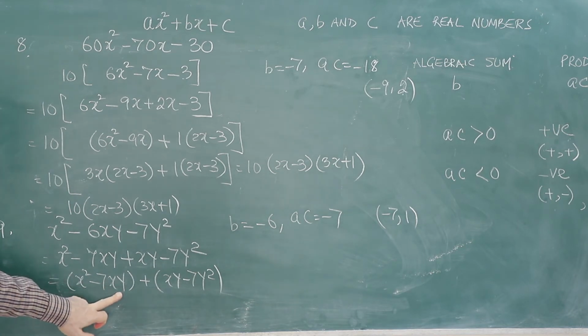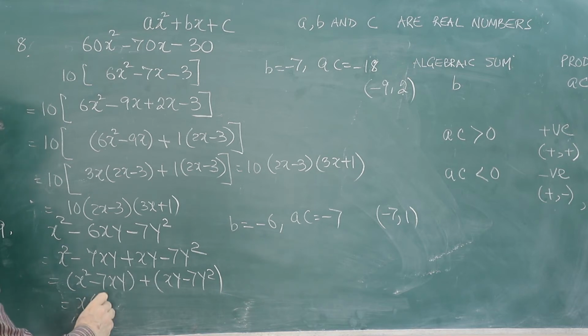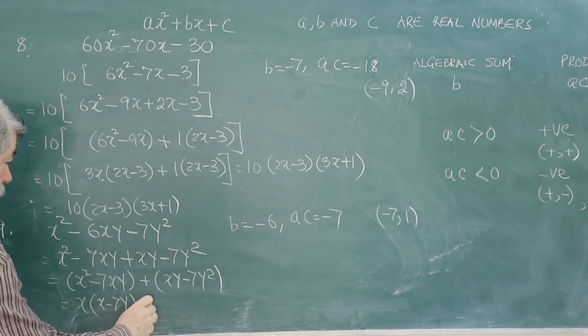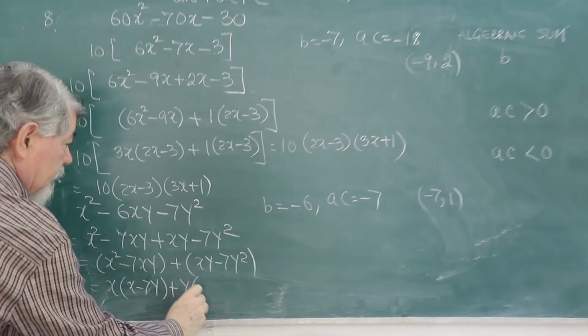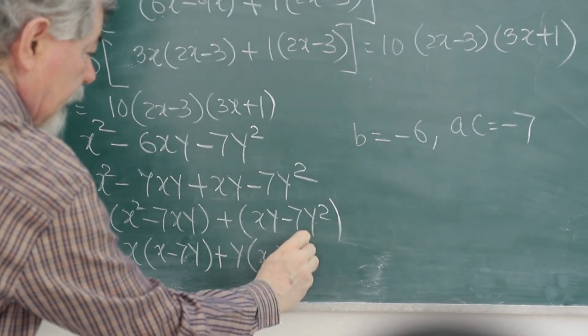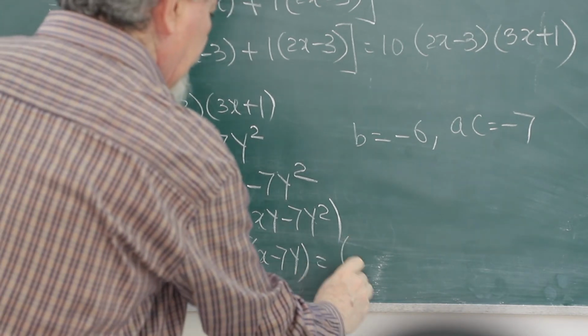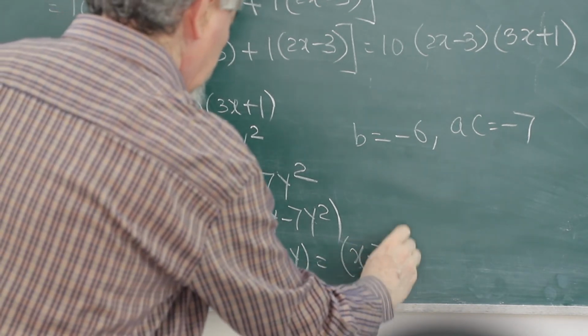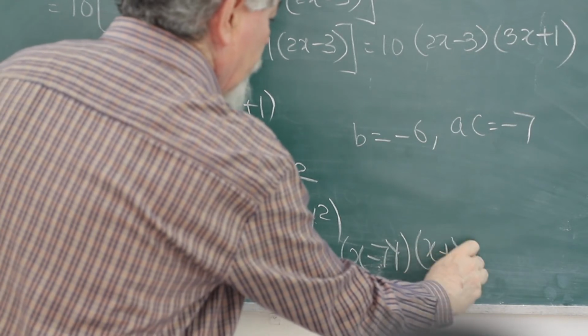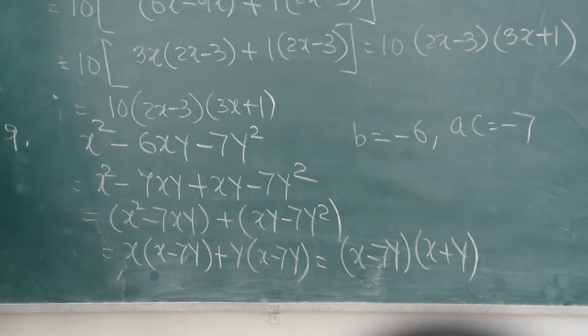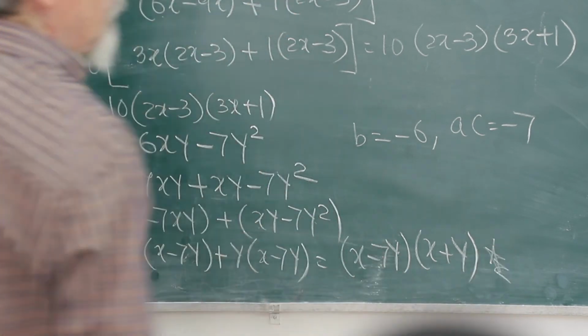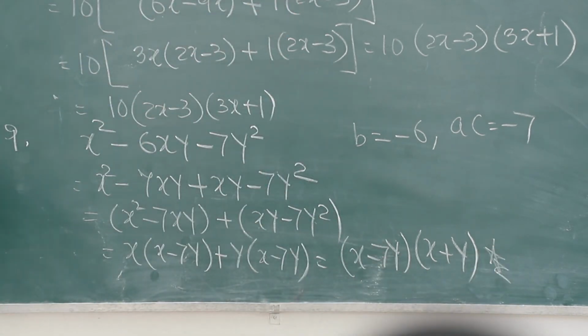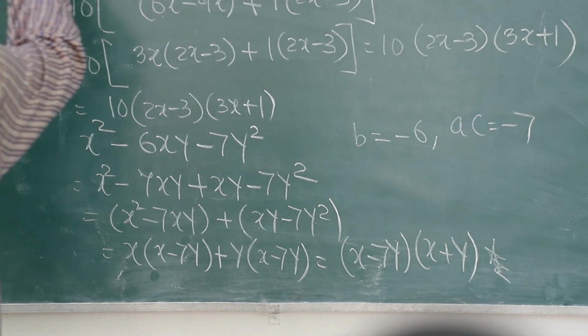Out of the first pair, I can take x common, so x(x - 7y). Out of the second pair, I can take y common, y(x - 7y). So (x - 7y)(x + y) is your factorization. This is your answer. Everywhere we are doing the same thing. You do 20 questions based on this and you will be absolutely perfect in that. Let me do question number 10 now.